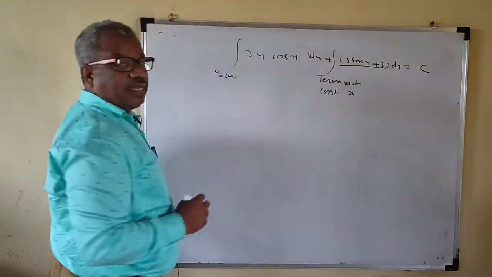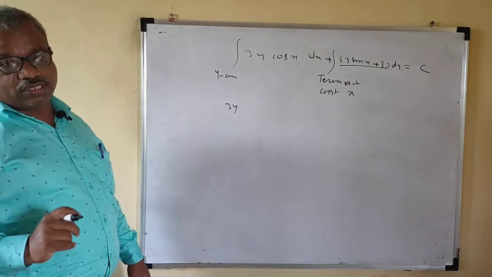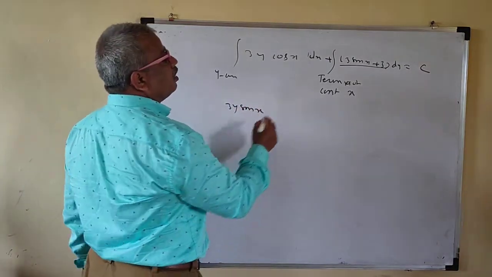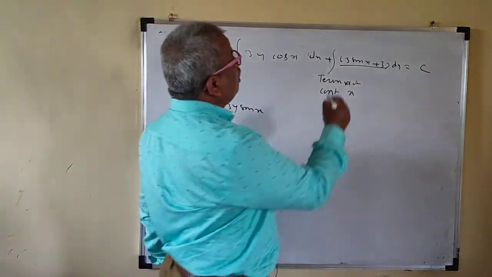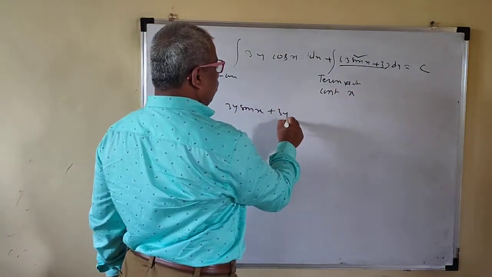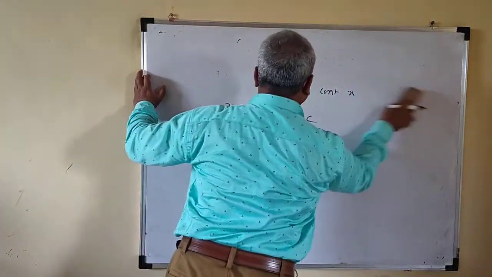What is the integration of 3 cos x? So your 3y as it is. You have to integrate cos x. The integration of cos x is just sin x. So the term not containing x, this term contains x. So you have to assume that this is 0. So plus 3y is equal to c. This is your solution. Okay.